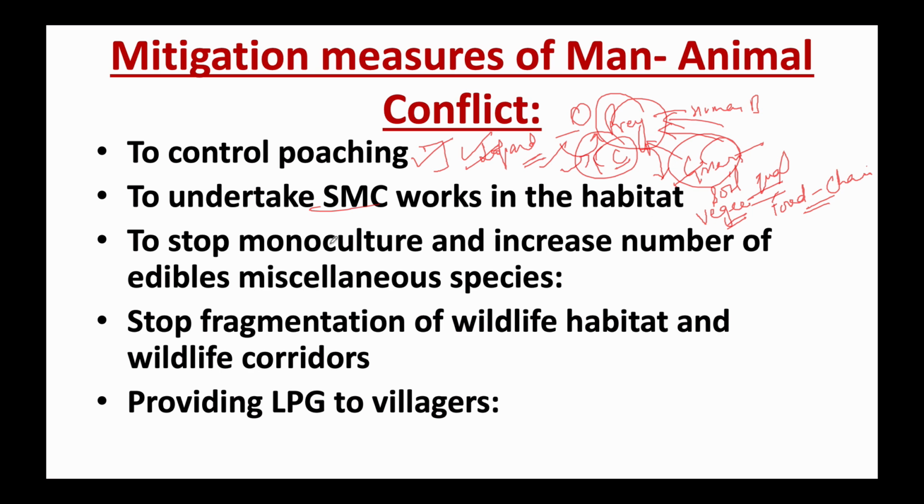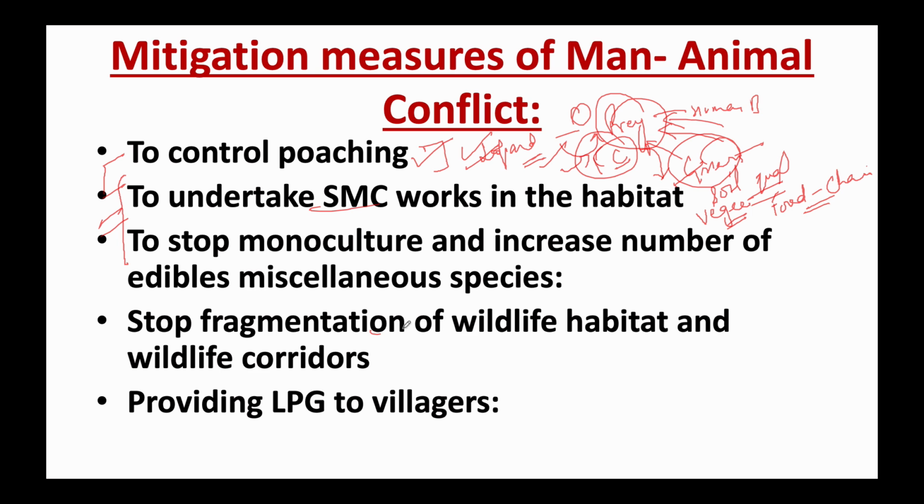We have to stop monoculture and increase the number of edible miscellaneous species, because plant monoculture of species like teak should be avoided. Instead, mixed plantations of miscellaneous bamboo and fruit species can be considered. This will provide more food for animals in the forest, hiding shelter to animals, as well as food for most of the herbivores. So definitely you see in all these, poaching, the soil, the food chain is important.